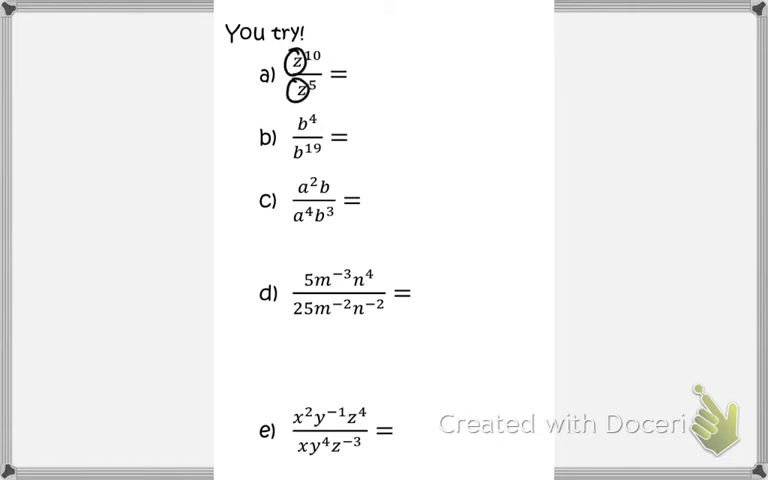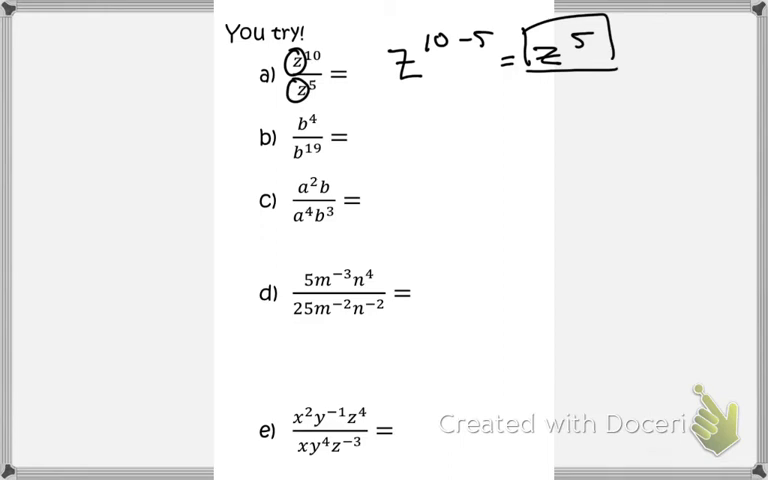So what do we do with the exponents if the bases are the same? That is correct. We're going to subtract them. So we're going to write it as one thing, z to the 10 minus 5. Be careful, it is top minus bottom. And 10 minus 5 will leave us with 5. Whoops. Z to the 5th.